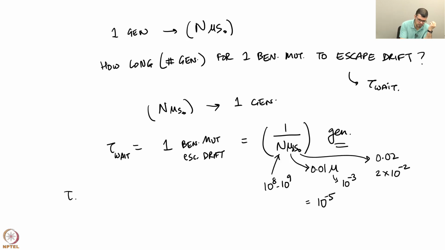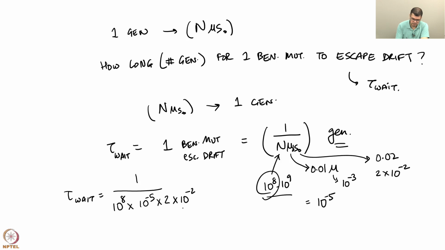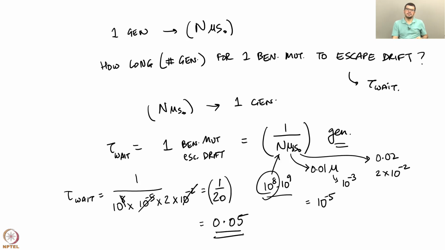So, we have some sense of how long a tau wait will be, at least an order of magnitude estimate for a population of this size. This is simply equal to 10 power 8 times 10 power minus 5 and then 2 into 10 power minus 2. These two give 10 power minus 7, this is 10 power 8. So, this is 1 upon 20, which is 0.05. What this number is telling us is that the waiting time for a beneficial mutation to arise and escape drift is actually much less than 1 generation. So, in 1 generation multiple beneficial mutations are arising and are able to escape drift.